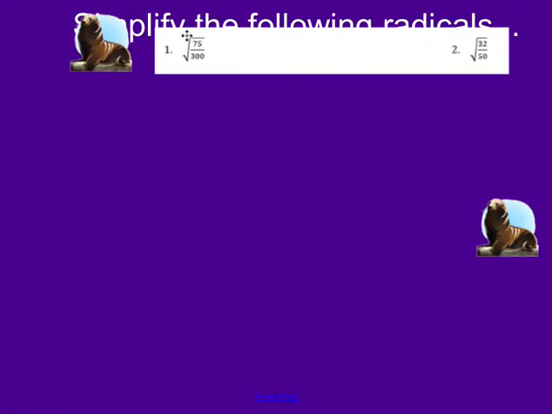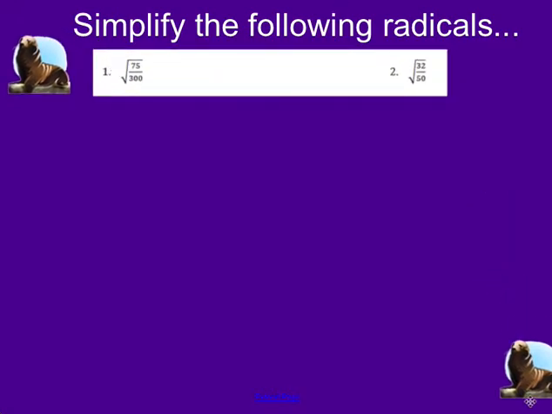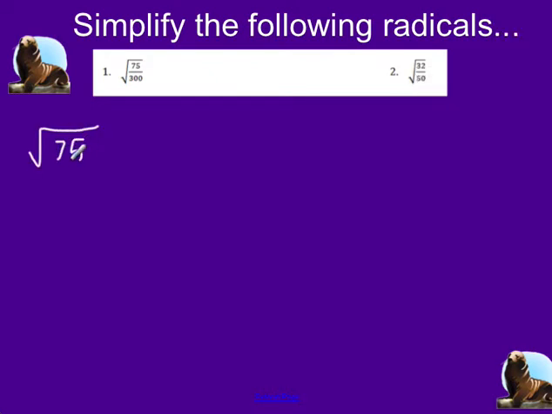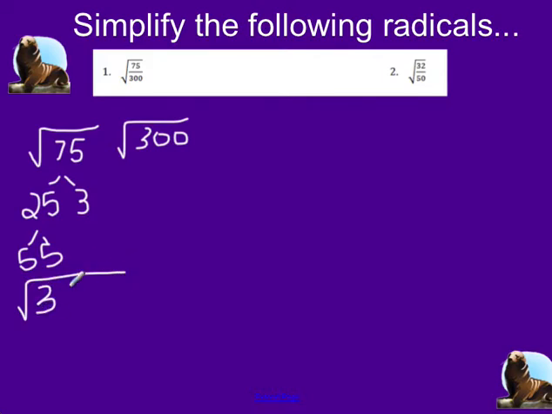Let's start by taking a look at number 1. We want to simplify number 1 down. We want to first simplify all of the radicals. So we're going to take the square root of 75 and the square root of 300. The square root of 75 we can break down to 25 and 3, and 25 we can break down to 5 and 5. So left underneath the radical we have 3 times 5 times 5. Then we have a pair of 5s. We're going to take that pair of 5s and bring it to the outside. And then we have 5 square root of 3. That's for that first one.